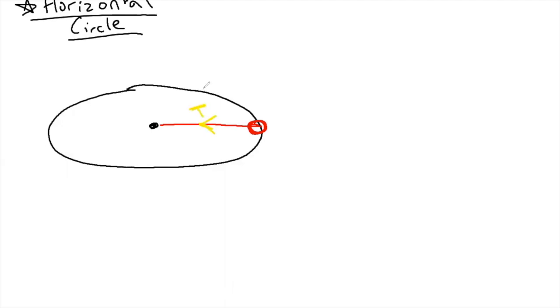So in horizontal circles, there are other forces, but at our level, at A2, it isn't really that important. So I'm going to write it here.